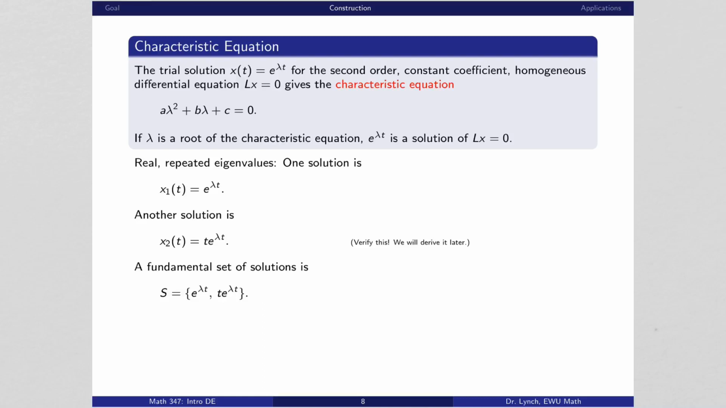In the case of a real repeated eigenvalue, one solution is e to the lambda t, and it turns out that another solution is t e to the lambda t. You can verify this just by plugging that solution into the differential equation. For the time being, just trust me that this is the second linearly independent solution in the case of a real repeated eigenvalue, and we'll derive it a little bit later on.